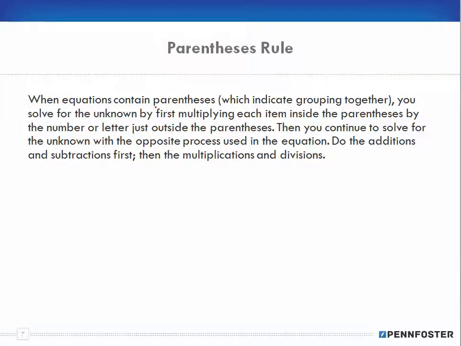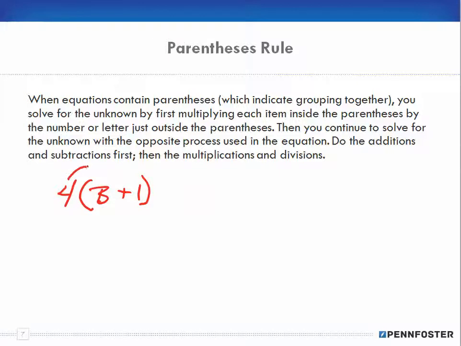When equations contain parentheses which indicate grouping together, you solve for the unknown by first multiplying each item inside the parentheses by the number or letter just outside of the parentheses. So again, we had b plus 1, and we put it in parentheses, and that is expressed as the quantity. From a mathematical perspective, when you read this, you're going to say the quantity b plus 1. In this case, we're multiplying that quantity by the number 4. And it says, solve for the unknown by first multiplying each item in the parentheses by the number or letter just outside the parentheses.